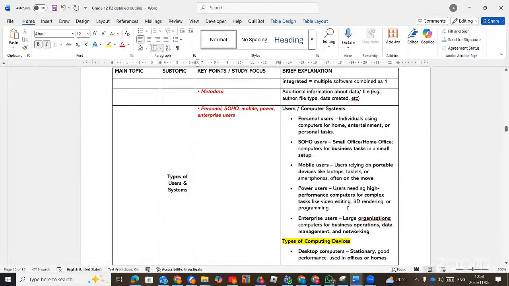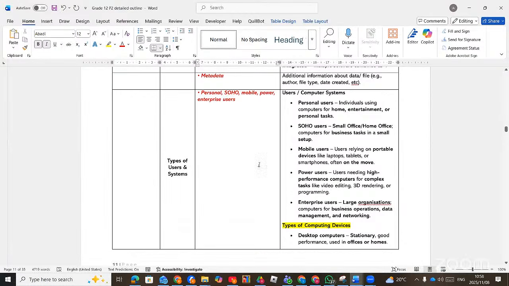Right. And then also types of computer users: personal user, SOHO, and others. The personal user is a person who uses computers at home for entertainment or personal tasks like typing. A SOHO uses computers for their business, a small business or a small setup. And then the mobile user relies on portable devices like laptops and tablets, and is on the move.